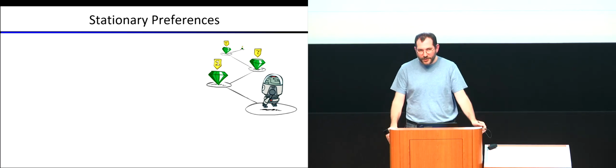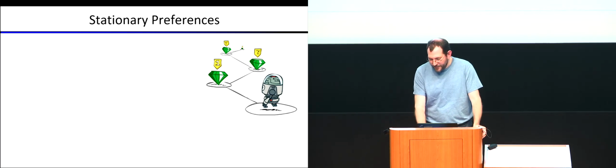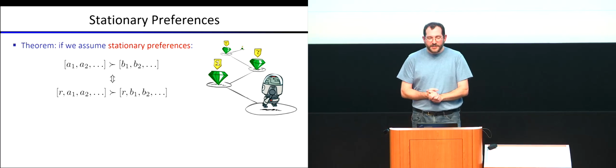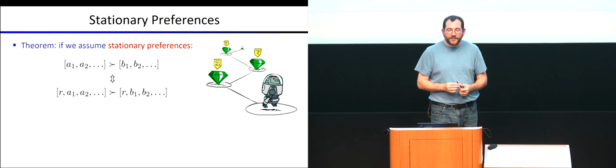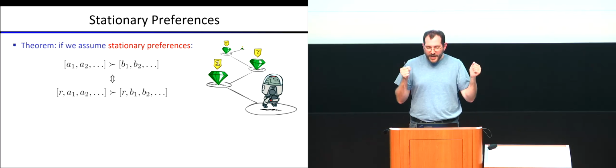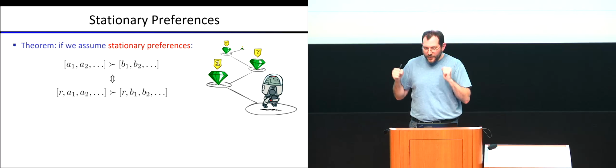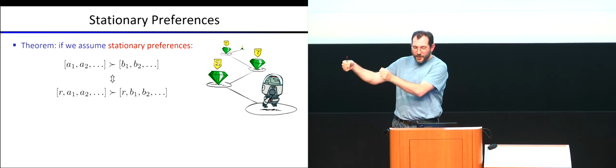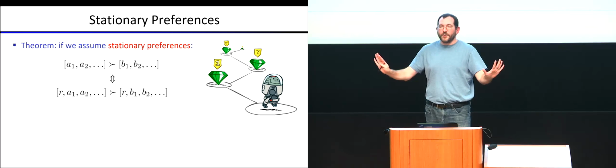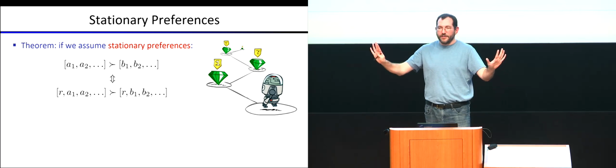There's an equivalent notion here for sequences, and it's a notion of stationary preferences. So there's a theorem that says, let's imagine that your preferences are stationary. That means if you prefer the sequence of rewards A1, A2, A3, A4, and so on, to this other sequence B1, B2, B3, so you like the A sequence better than the B sequence. Great. Who cares why? You like A better than B.